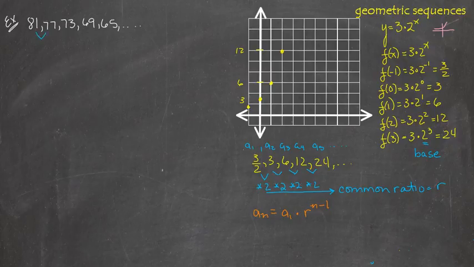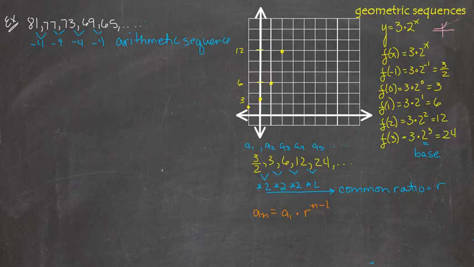So 81, if I want to move from 81 to 77, let's try by addition first. So 81 to 77 would be 4. So I'm subtracting 4. If I subtract 4 from 77, I get 73. This is looking very arithmetic. From 73 to 69 is subtract 4, and again subtract 4. So I know that this is an arithmetic sequence.